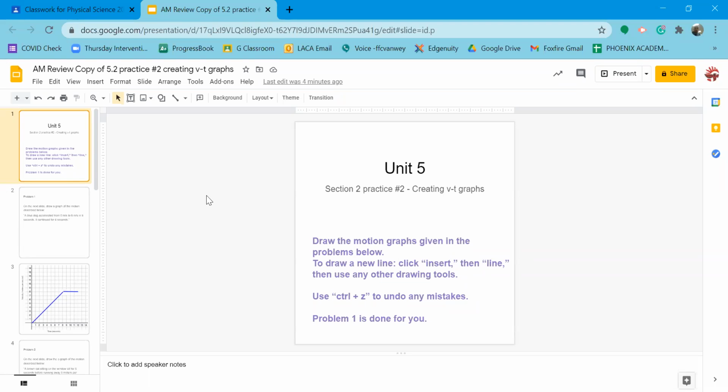Okay, guys. So to create VT graphs, we just graph the data from the problem, just like we did on DT graphs. Only once we've created our graph, what we have graphed means something different.